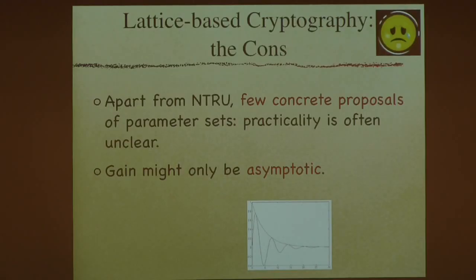But not all is well. There are also some drawbacks. If you look at the literature, there is now a gigantic literature on lattice-based cryptography, but many of these papers do not propose parameters. Apart from NTRU, there are actually very few concrete proposals of parameter sets. So sometimes it's unclear how practical this lattice-based cryptography is, and it could be that this gain is only asymptotic. Maybe it only shows up in very high dimensions.